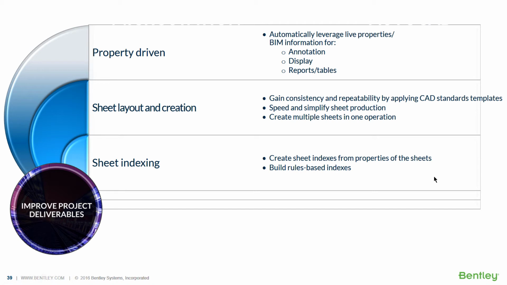So you have property-driven everything. Property-driven annotation, property-driven displays, property-driven reports, property-driven tables. All of this BIM-ready information is there in MicroStation, because MicroStation is BIM-ready. Lots of new tools are available for the sheet layout and creation, as well as a new sheet indexing tool that keeps track of all of your sheets inside of a project.